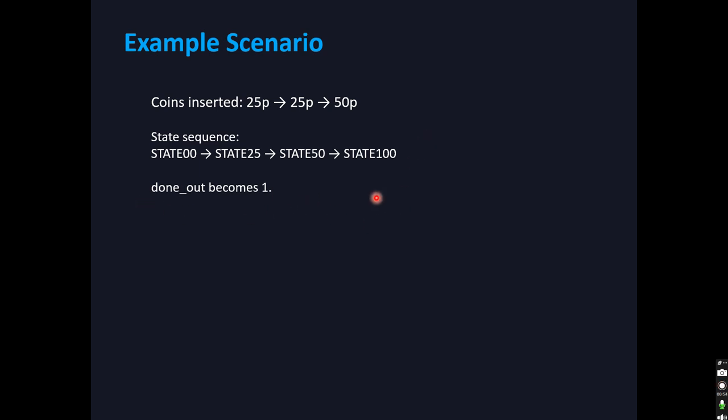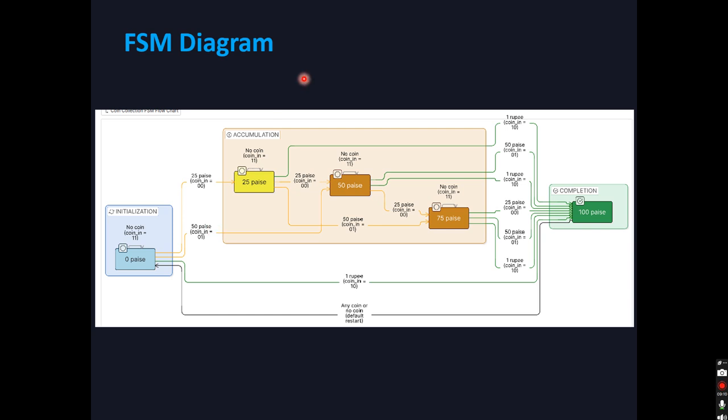How many coins can you insert? That can have a sequence. You can try many combinations. There are more than 10 to 15 combinations we can try to achieve the 100 paise state. Done becomes 1 whenever it reaches 100 paise. So see, this is the FSM we are going to design. Based on this FSM, try to implement the Verilog code.